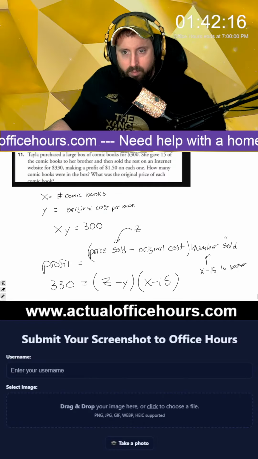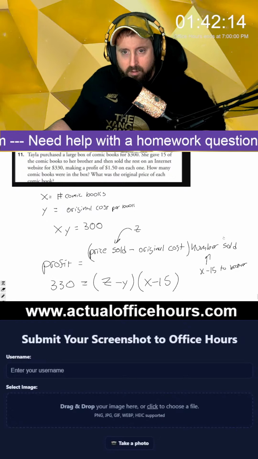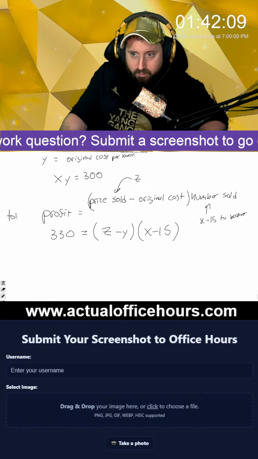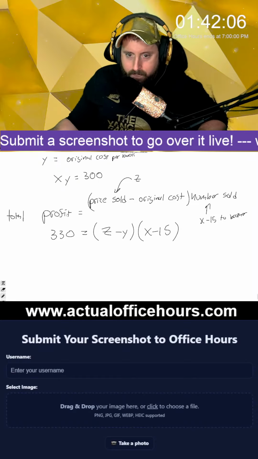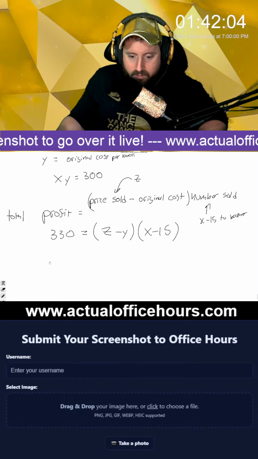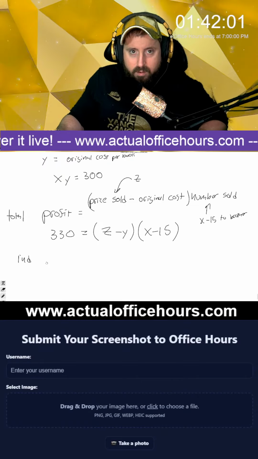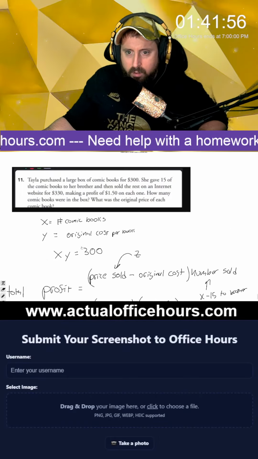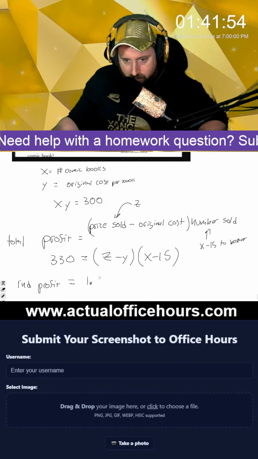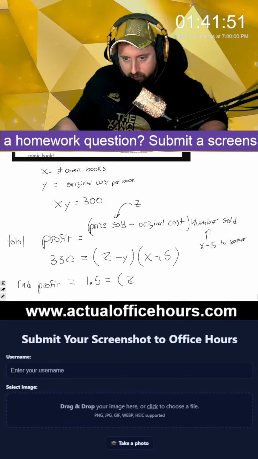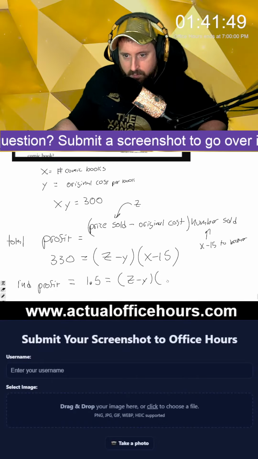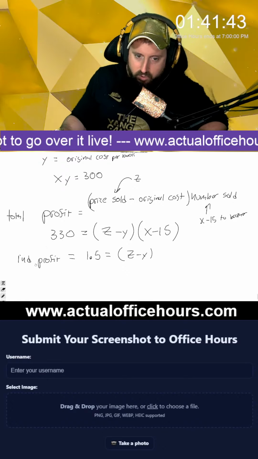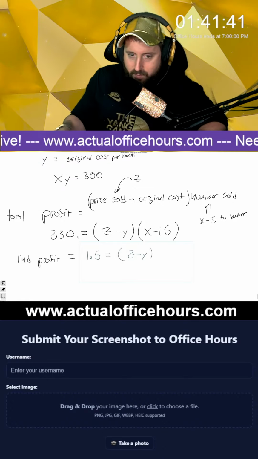Okay, but then we know the profit on each one. So this is total profit. Total profit is that, right? And then individual profit is equal to $1.50. And that equals Z minus Y. Oh, that's just equal to Z minus Y, right? Because technically individual profit is equal to total profit divided by the number sold.